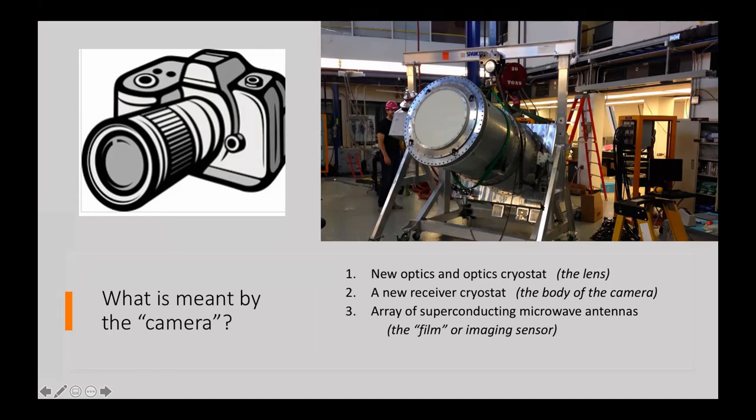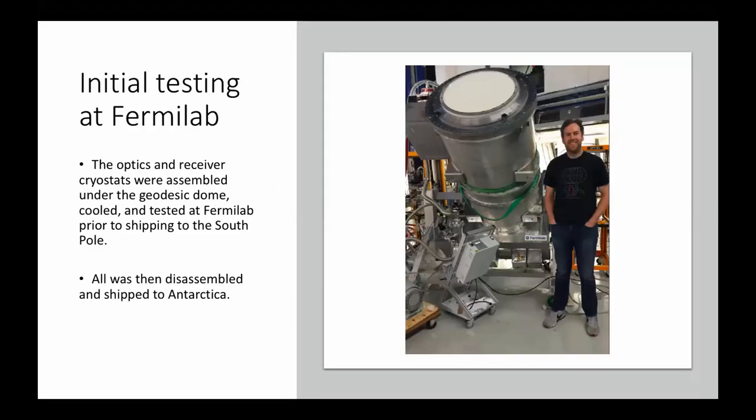In that case, it's this rectangular chamber behind the lenses. And the film, in this case, is the array of superconducting microwave antennas. So the initial testing of the cryostats and the optics was done at Fermilab, where we assembled it all under the geodesic dome and tested it before shipping to the South Pole.